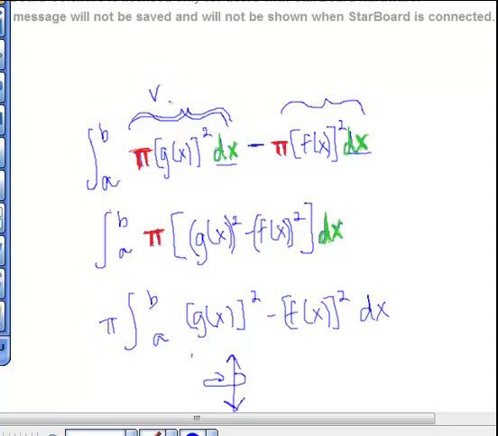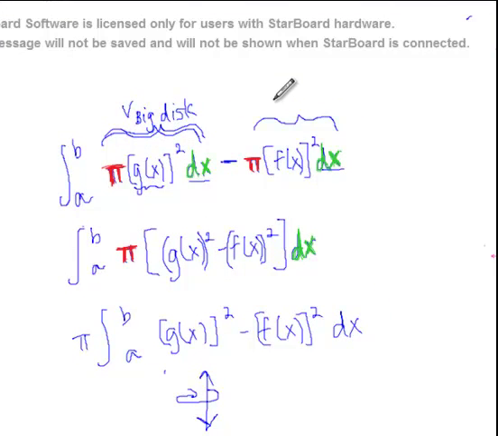Here's the equation, and what I wanted to point out is that this is the volume of the big disk, and we're calling g of x the radius, the larger radius of the two. That one is the curve on the top. And this right here is the volume of your small disk. You're only going up to the radius of the smaller curve.